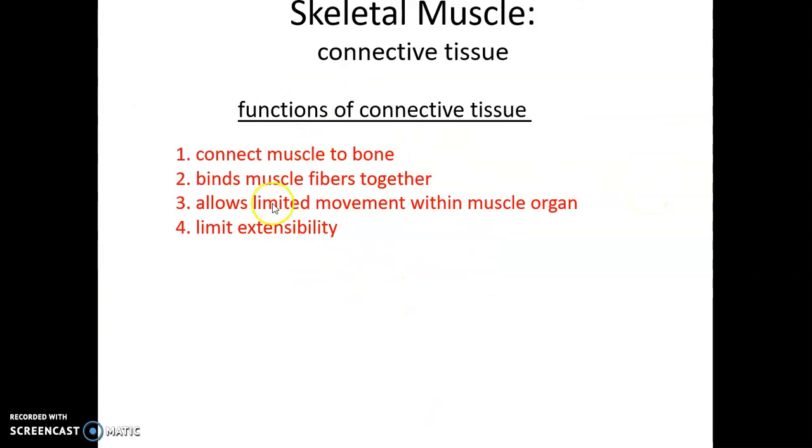Functions of the connective tissue include connecting muscle to bone. Again, they form the tendons. They bind muscle fibers together within the fascicles, and allow limited movement within the muscle organ, so the muscle fibers can move relative to each other, and the fascicles can move a little bit relative to each other. And also the connective tissue helps to limit extensibility, to prevent the muscle organ from stretching too far and becoming damaged.